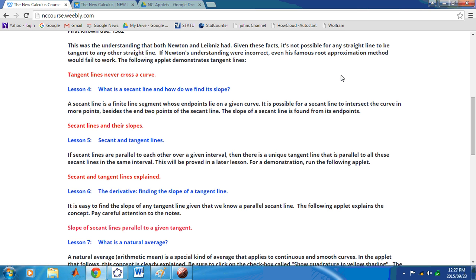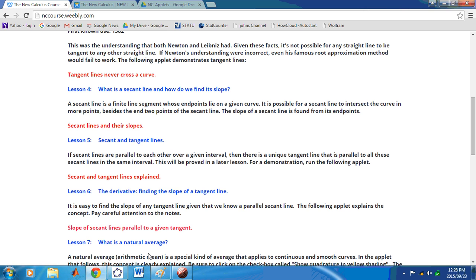So very briefly, the secant line is a finite line segment whose endpoints lie on a given curve. It is possible for a secant line to intersect the curve in more points besides the two endpoints of the secant line. The slope of a secant line is found from its endpoints, as I shall show you shortly.